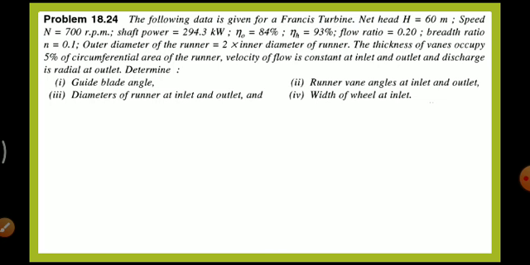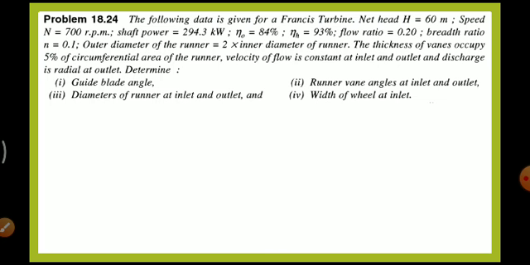Outer diameter of the runner is equal to 2 times inner diameter, that is d1 is equal to 2 times d2. And Francis turbine means it's an inward flow reaction turbine. So from the name itself you have to conclude that it's an inward flow reaction turbine. So the outer diameter will be d1 and the inner diameter will be d2. So it is given outer diameter equal to 2 times the inner diameter. So d1 is equal to 2 times d2.